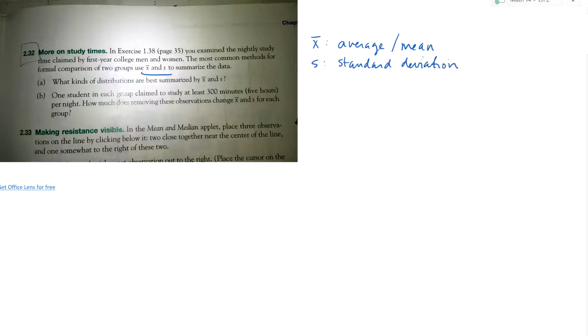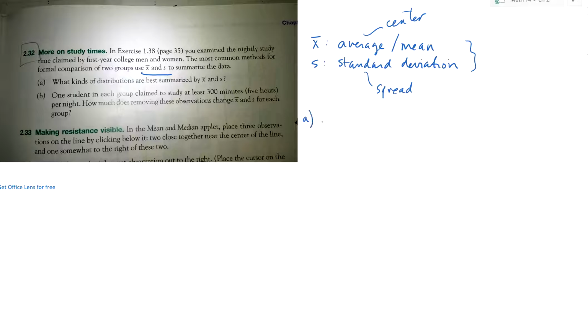And what is standard deviation? Standard deviation is essentially the average deviation away from the mean, the average distance from the mean that your data lies. So it's dependent on the average. These two go together. This measures the spread. This measures the center of the data.